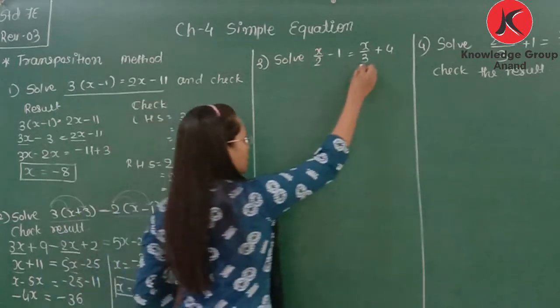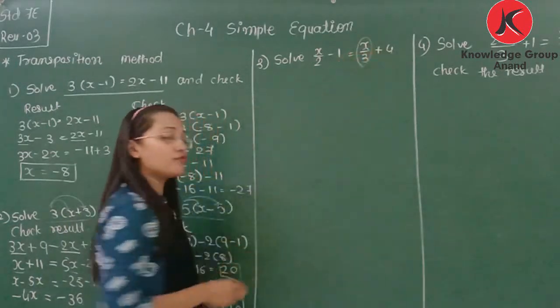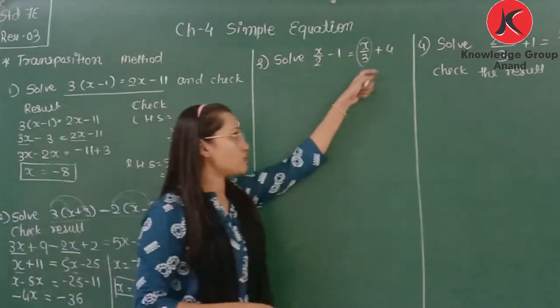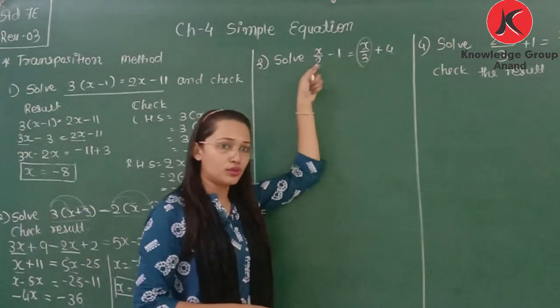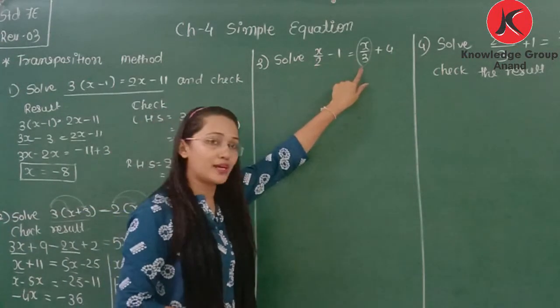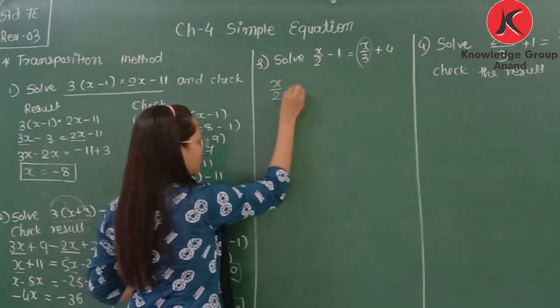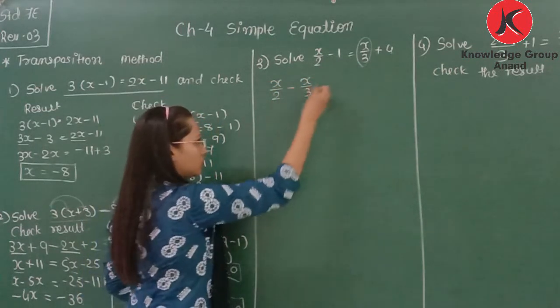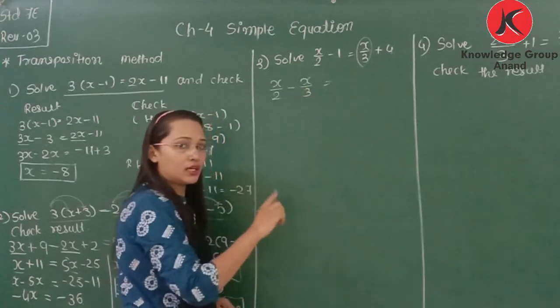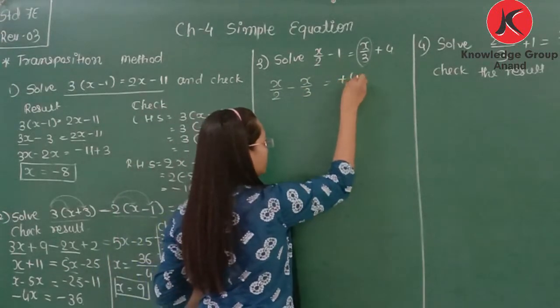So let's take this x by 3. This is the term with the variable. So take x by 3 from right to left. So what is the sign of x by 3? It is plus. So on right side it is plus, on left side it becomes minus. Now minus 1 is there. Take it on right side.